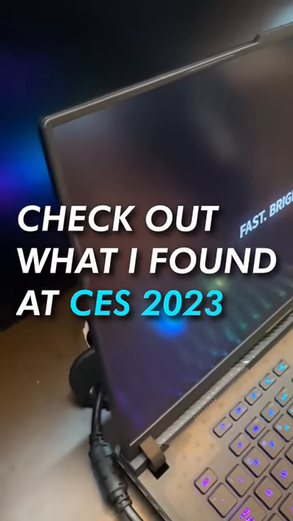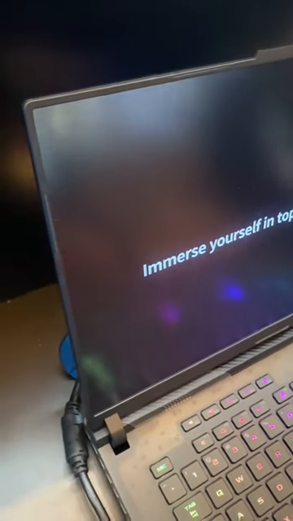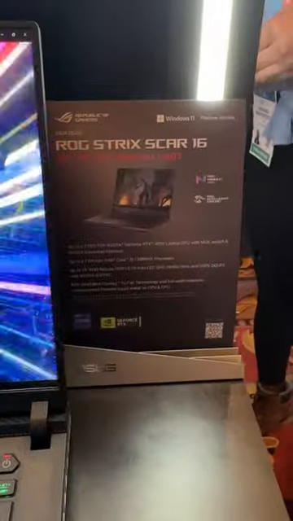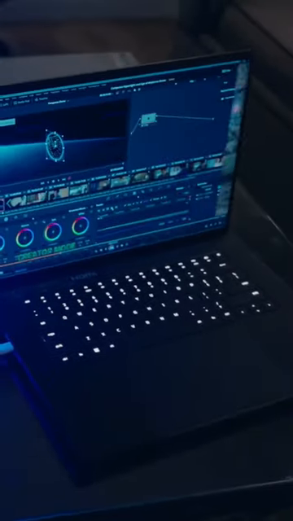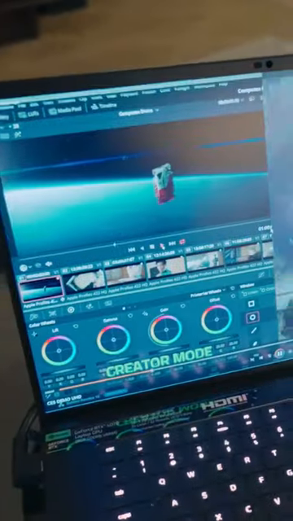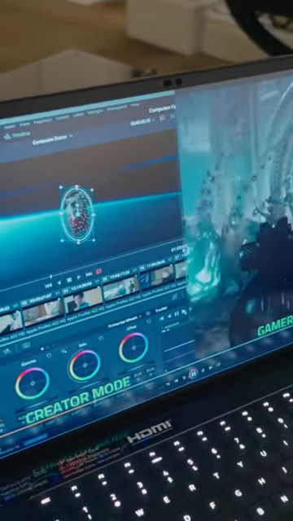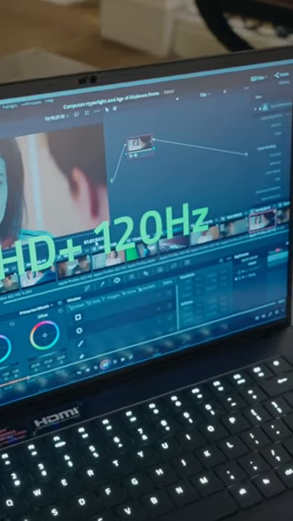One of the trends at CES 2023 is mini LED. Two companies announced 16-inch mini LED gaming laptops, Asus with the ROG Strix 16 and the Razer Blade 16 that gets 1000 nits of brightness. This is very exciting because mini LED provides a significantly brighter screen than OLED, which can only get so bright.